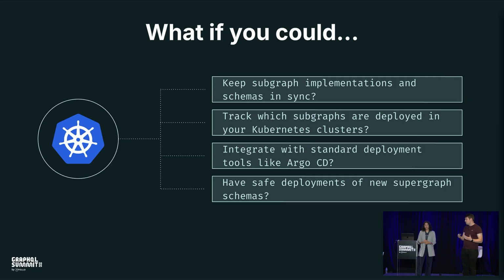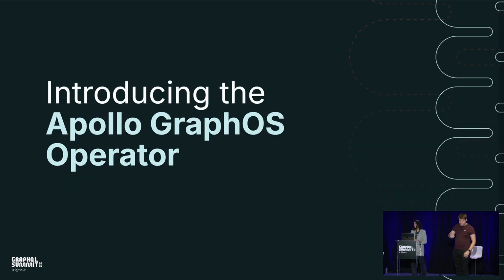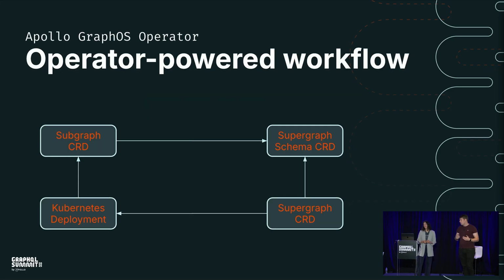What if you could do all that? What if you could keep implementations in sync? What if you could track subgraphs that are deployed? Integrations with standard tools? And what about safe deployments as well, just to throw that in there as an extra thing that we know is super easy? What if we could do that? Well, the operator can, because of the way it's constructed and the way that Kubernetes works.